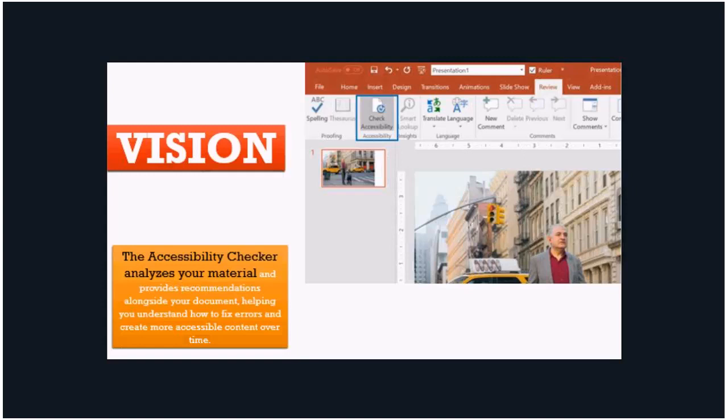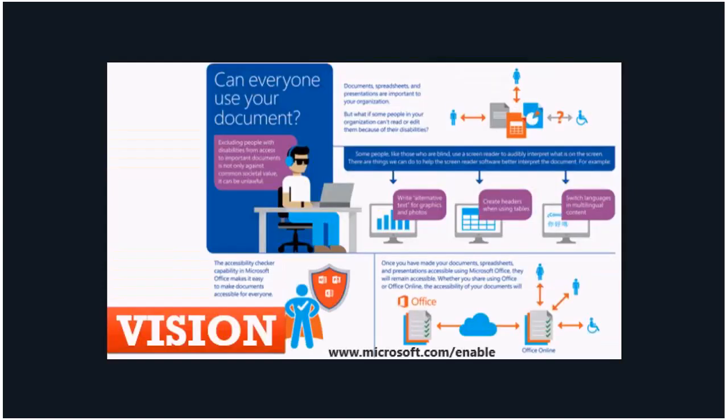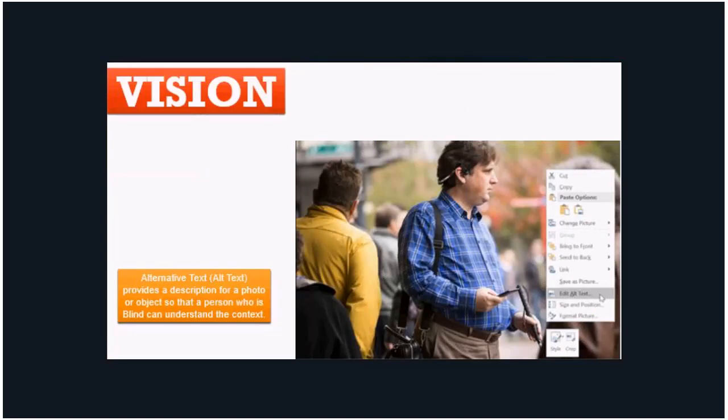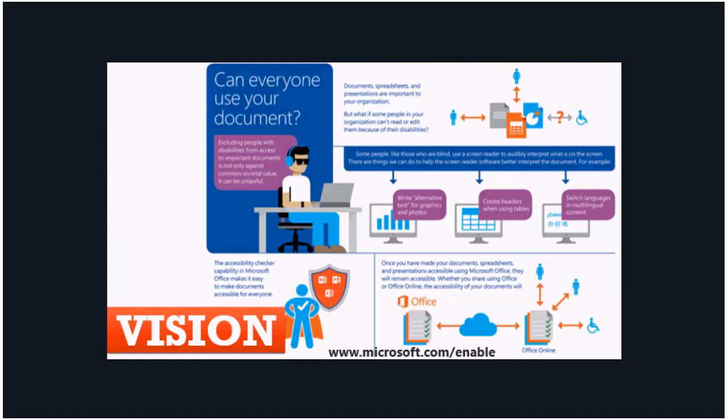And accessibility features can help you do that. It's a super simple feature. If you look at this, can everyone use your document? Not really. If you want to make it accessible, there are just about 3 steps that you need to do. What you need to do is check what the accessibility abilities of the system are.